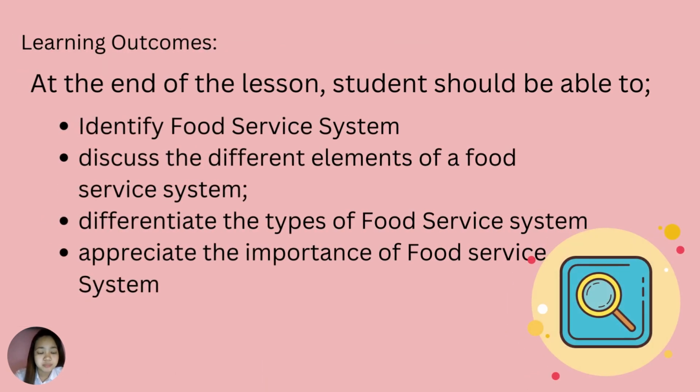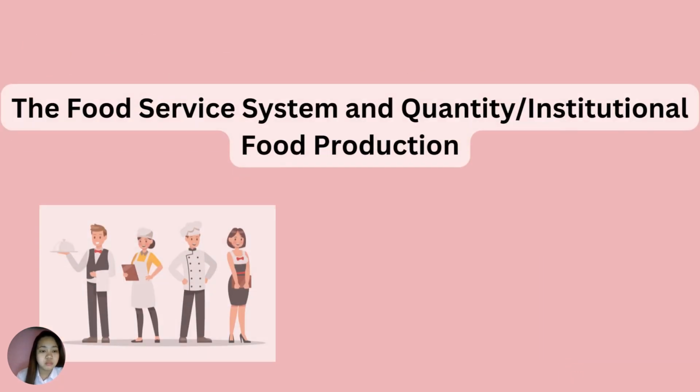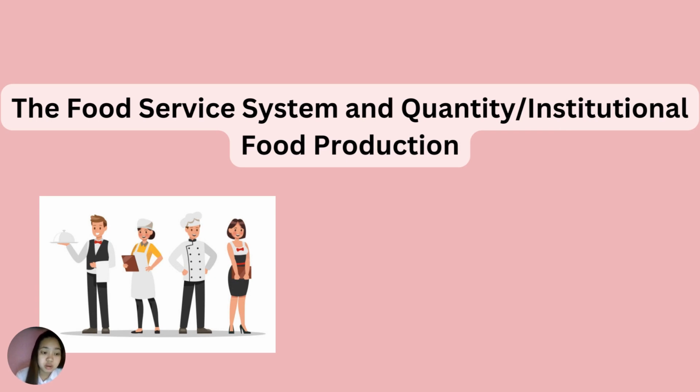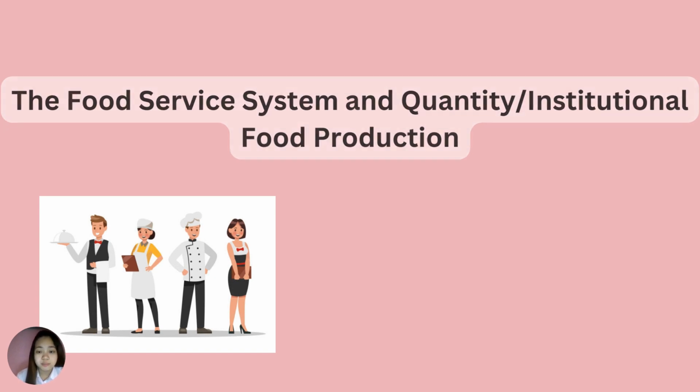So next, these are the learning outcomes. At the end of the lesson, students should be able to identify the food service system, discuss the different elements of a food service, differentiate the food service system, and appreciate the importance of service system. So the lesson that I am going to discuss for today is about the food service system and quantity or institutional food production.